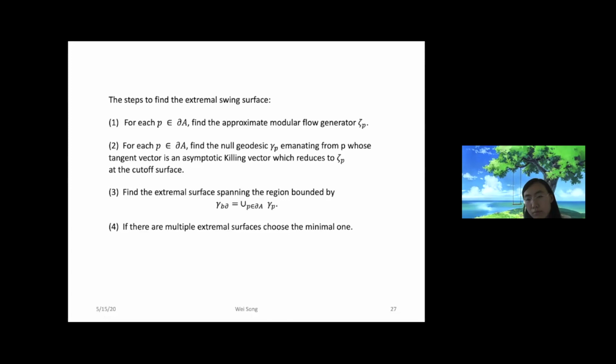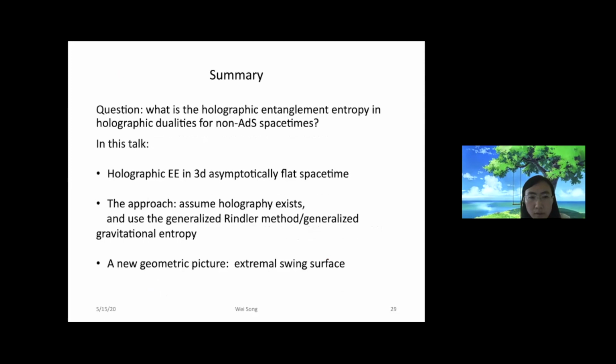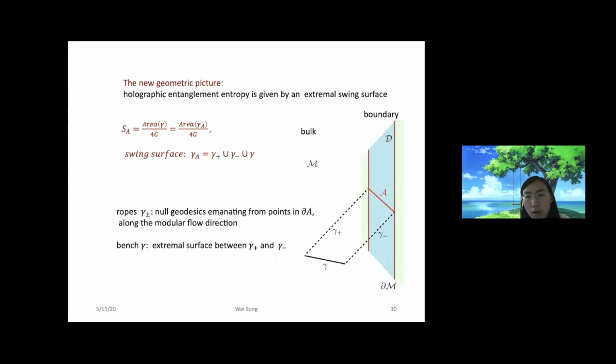Okay, and then using this prescription, we can go back to the entire BMS phase space, and one can explicitly show that this calculation indeed gives the change of the entanglement entropy, and it agrees with the entanglement first law. So here is the summary. We consider this 3D holography, and using this Rindler method and generalized gravitational entropy, we find this new picture. Thank you very much. That's all.